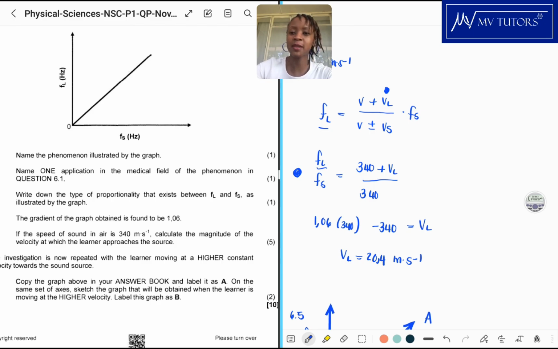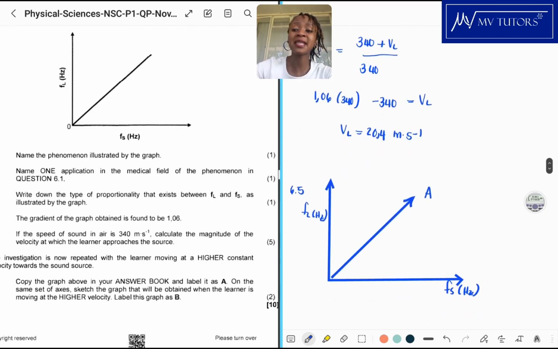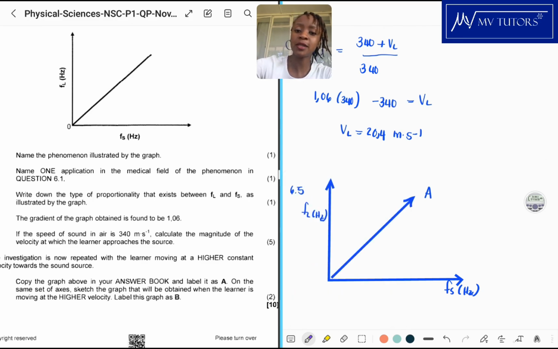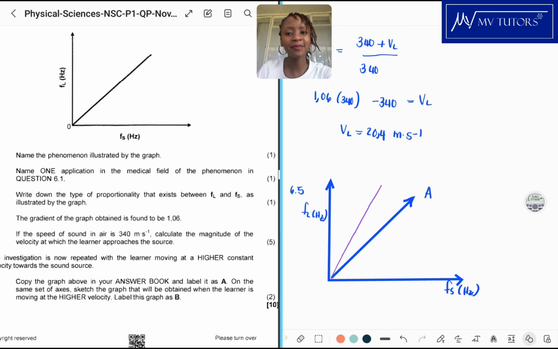I hope that you are seeing this. So if we were to sketch the graph of B, we would get it to look something like this. They don't need values, you just need to show that it is steeper. There you go, that's where you would have B. And this is question 6, just 10 marks.